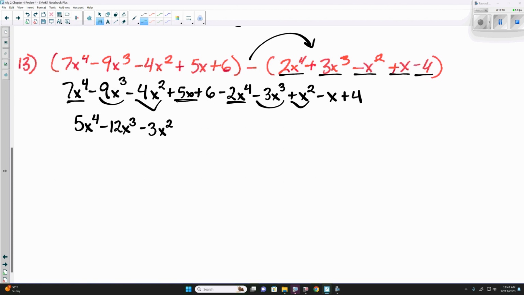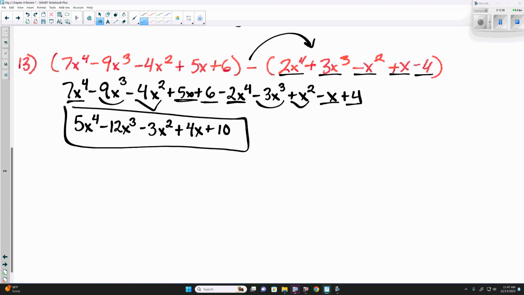Move on to our x terms. 5x minus x. 5 minus 1 is plus 4x. And lastly, 6 plus 4 is plus 10. Our subtraction is very similar to our addition. We just have to distribute that negative and then combine like terms.